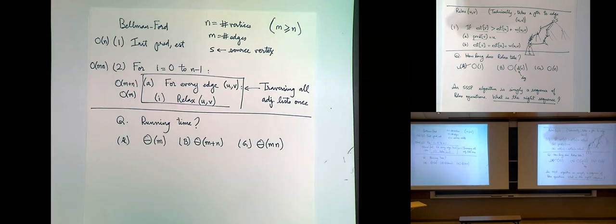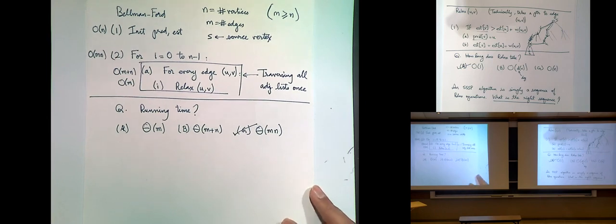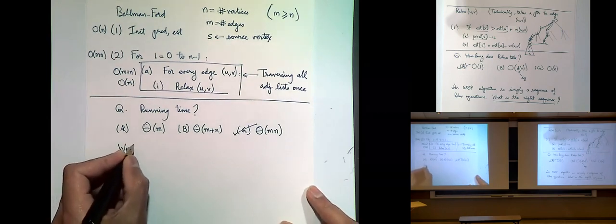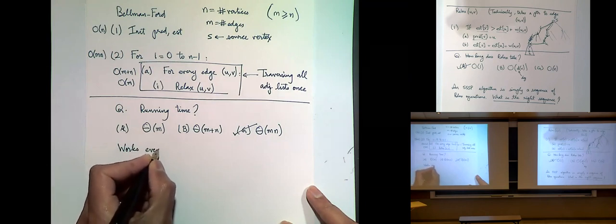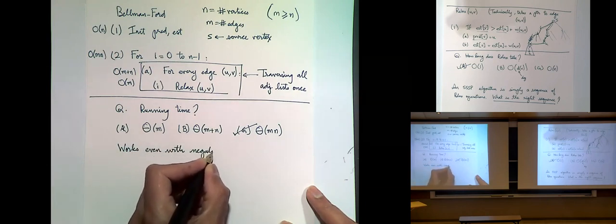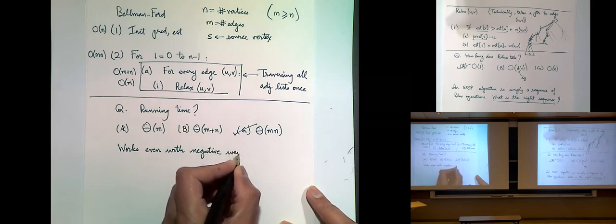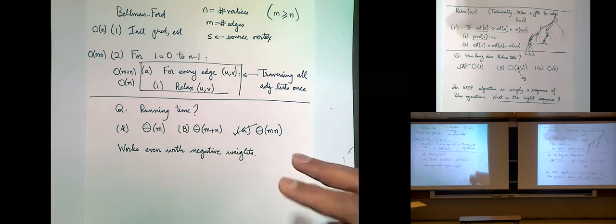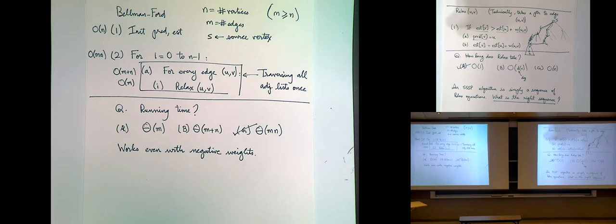This is what would be called quadratic time. So it's theta of m n running time. It actually works even with negative weights. That's confusing, and we'll come back to that. It works no matter what the weights are.